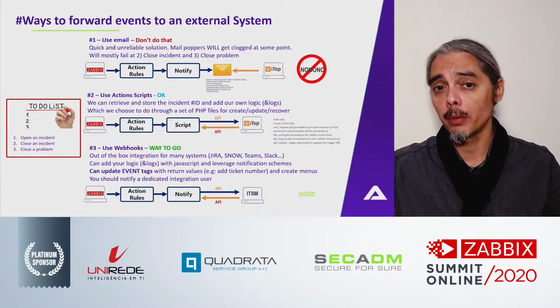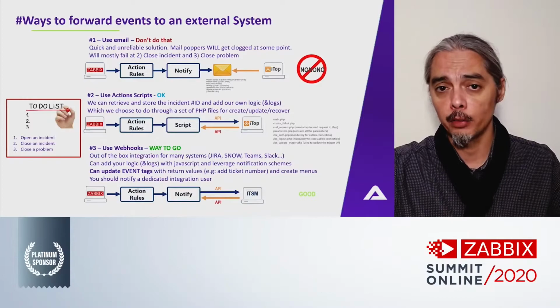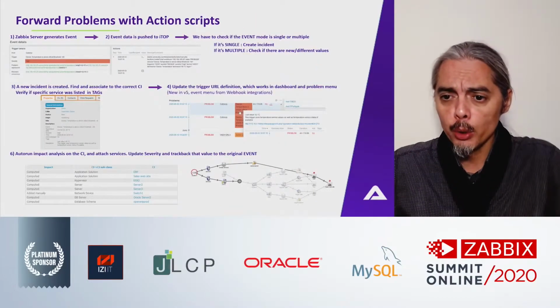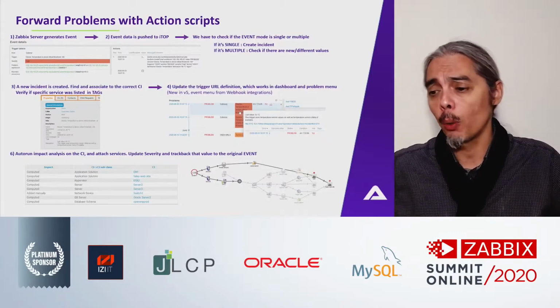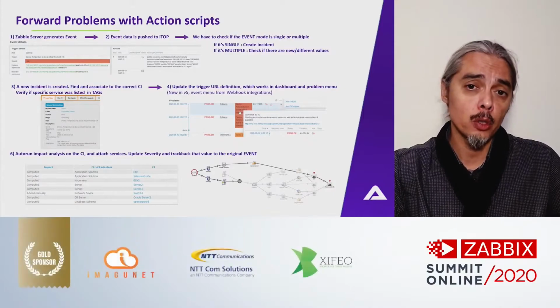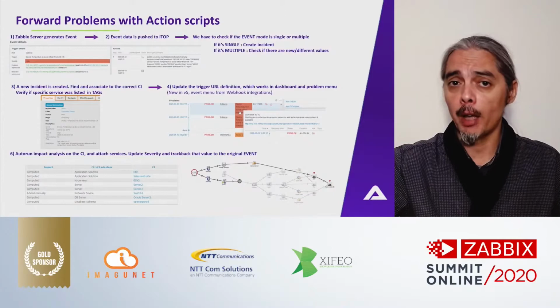At the same time, you would open an incident and then pass the data everywhere. So it's pretty good right now. The way we do that was using action scripts. When Zabbix detects an event, we launch the scripts to push all the data to the iTOP ITSM system.